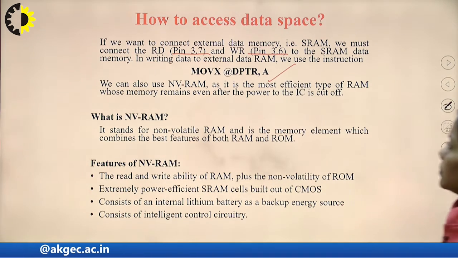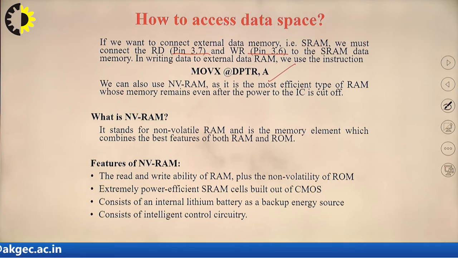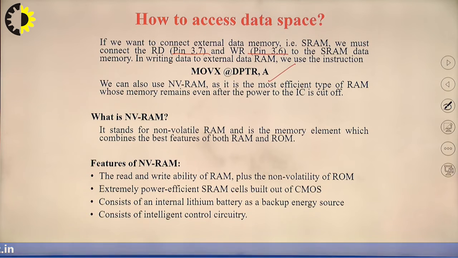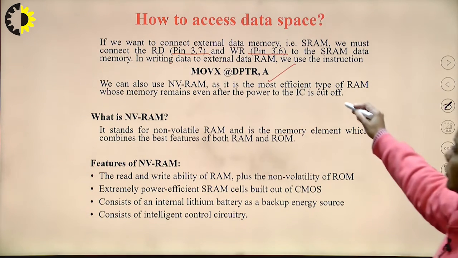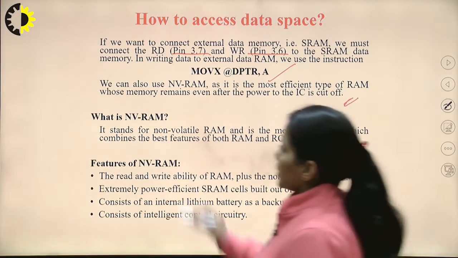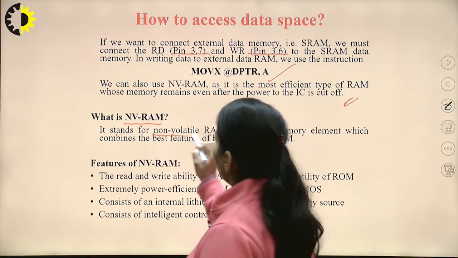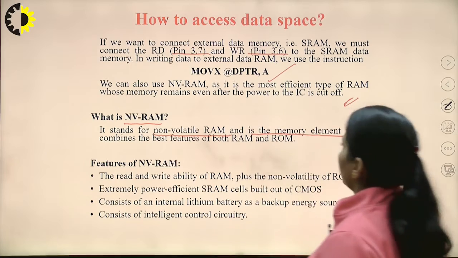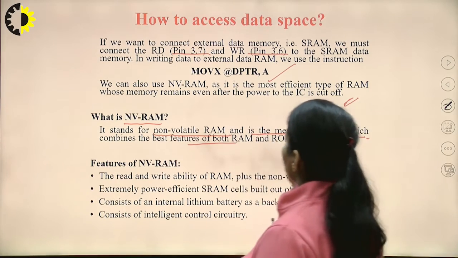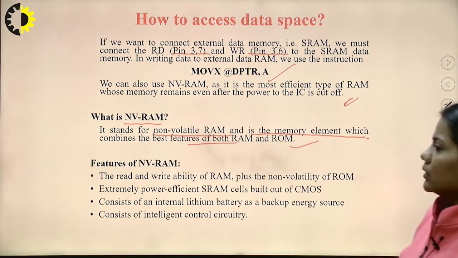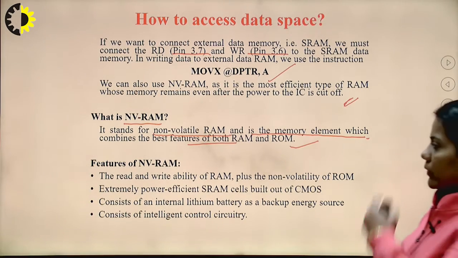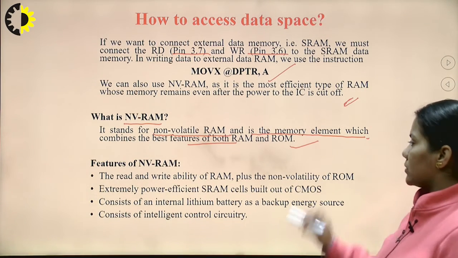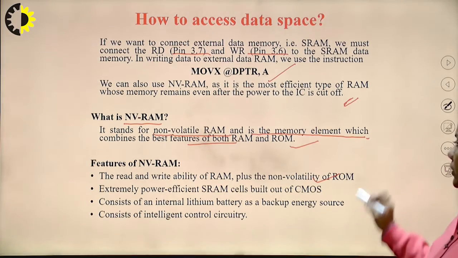We can also use NVRAM as it is the most efficient type of RAM whose memory remains even after the power to the IC is cut off. So what is NVRAM? It stands for non-volatile RAM and is the memory element which combines the best features of both RAM and ROM.